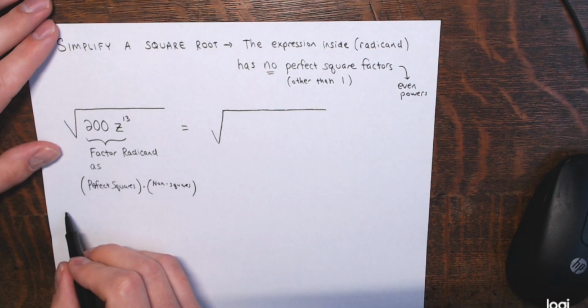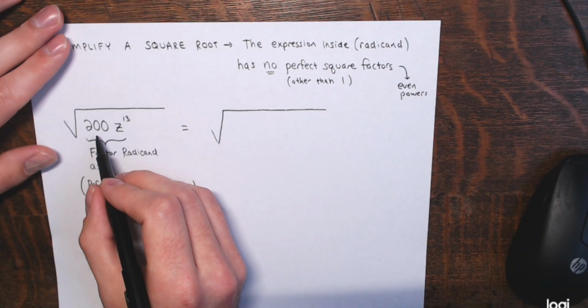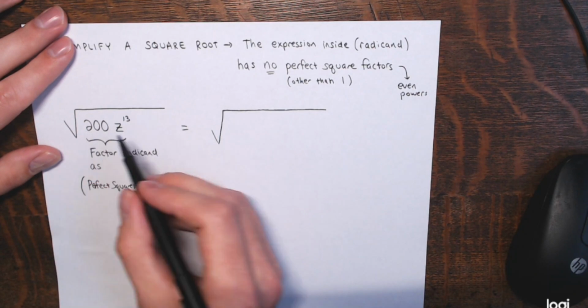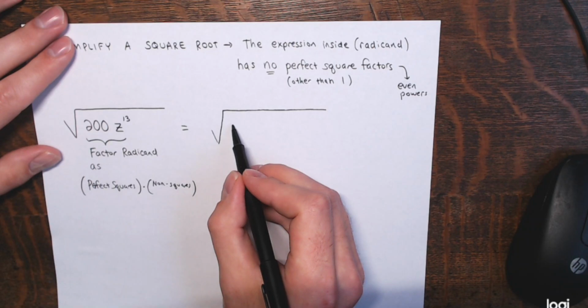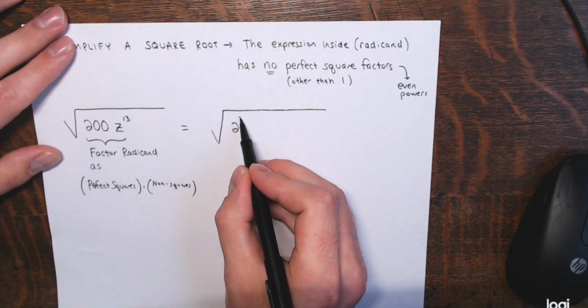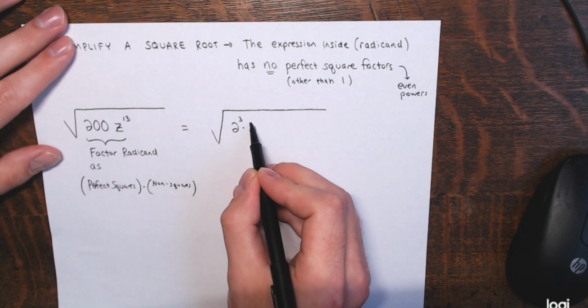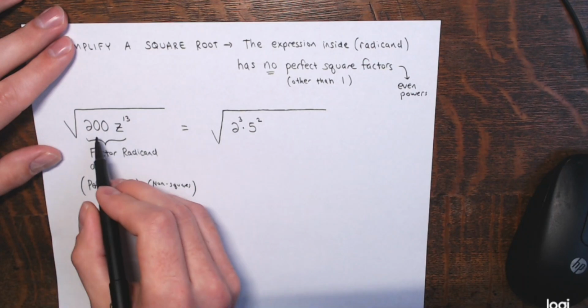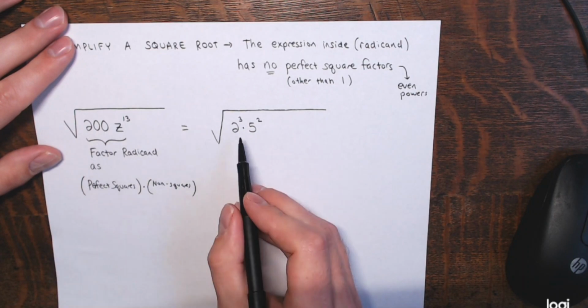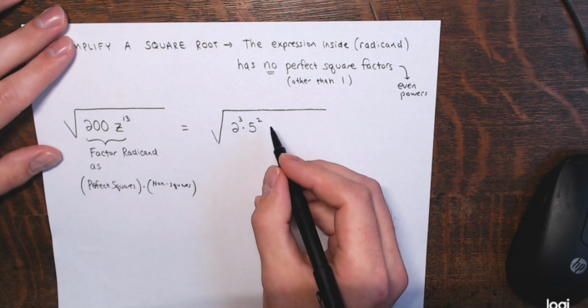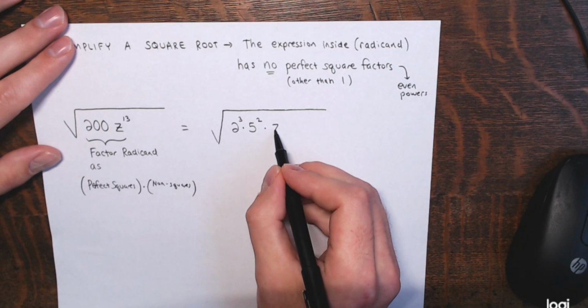Like, 200 is 2 times 100. Well, that's just 8 times 25. That's 2 to the third times 5 squared. All right, that's 200, 8 times 25, if you break it down completely, times and then z to the 13th. And then here's what I mean by the split.